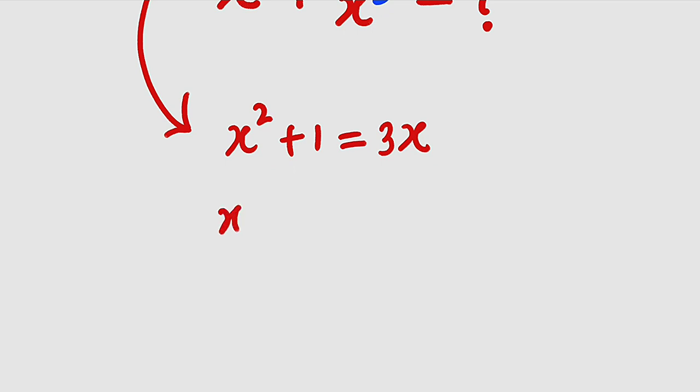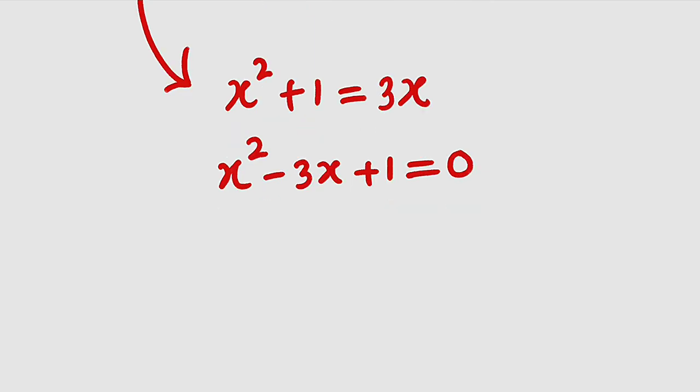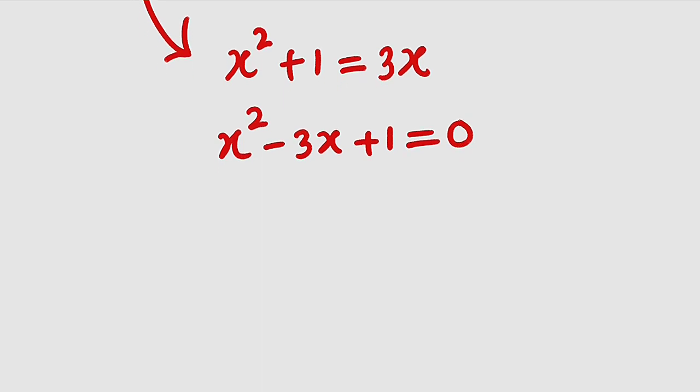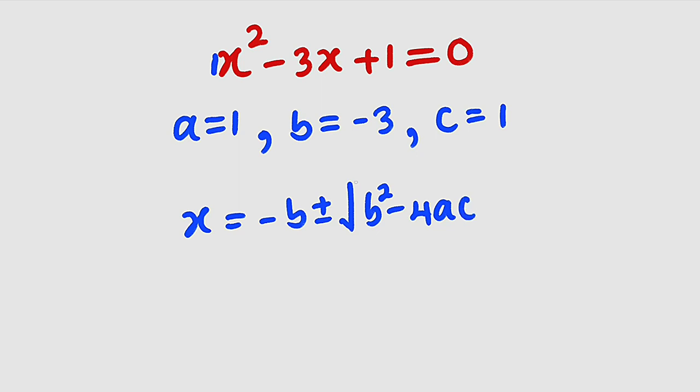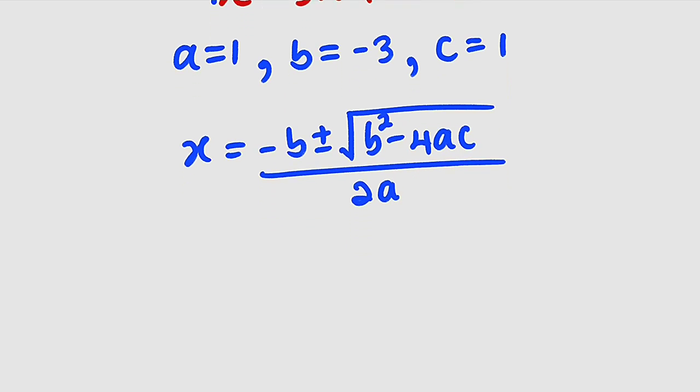So let me rearrange it. This is x squared. As this crosses over, it becomes negative 3x, and we still have plus 1. This is equal to 0. We can solve this quadratic equation by using the formula or by completing the square, even graphically. The leading coefficient here is 1, which is a. A is equal to 1. B, which is the coefficient of x, is negative 3. And the constant, which is c, is equal to 1. Our formula is x equals minus b plus or minus the square root of b squared minus 4ac, divided by 2a.